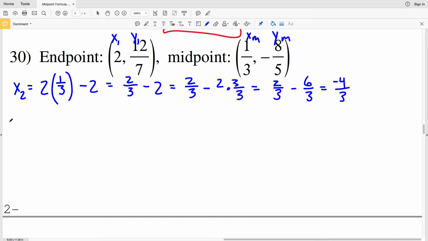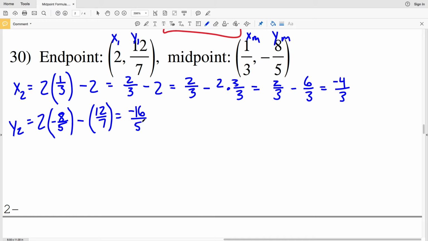Now let's find our y coordinate. Y sub 2 equals 2 times y sub m, which is negative 8 fifths, and then I'll be subtracting y sub 1, which is 12 sevenths. Now 2 times negative 8 fifths, 2 times negative 8 is negative 16, so that's negative 16 fifths, and I'm subtracting 12 sevenths. However, I need a common denominator in order to add or subtract. So I'm going to be taking my negative 16 fifths and multiplying that by 7 over 7. And then for my 12 sevenths, when I subtract that, I'm going to be multiplying that 12 sevenths by 5 over 5. That way I can subtract it.